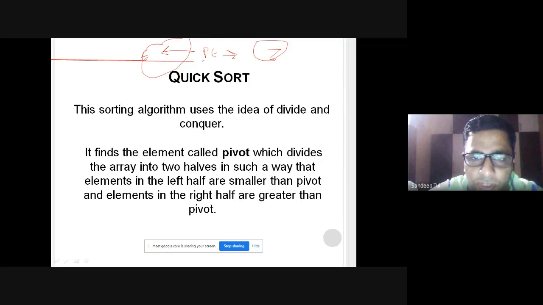Once the position of the pivot element has been fixed in such a way that all the smaller elements come to the left and all the bigger elements come to the right, what we have got is two different arrays now. We have divided the whole problem into two subproblems: the left array and the right array. Now we will start the same thing with the left array and then again with the right array. This is the logic.